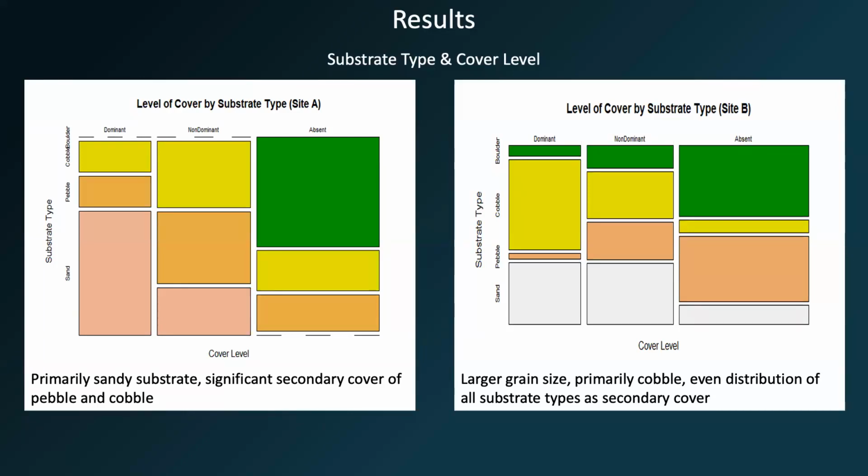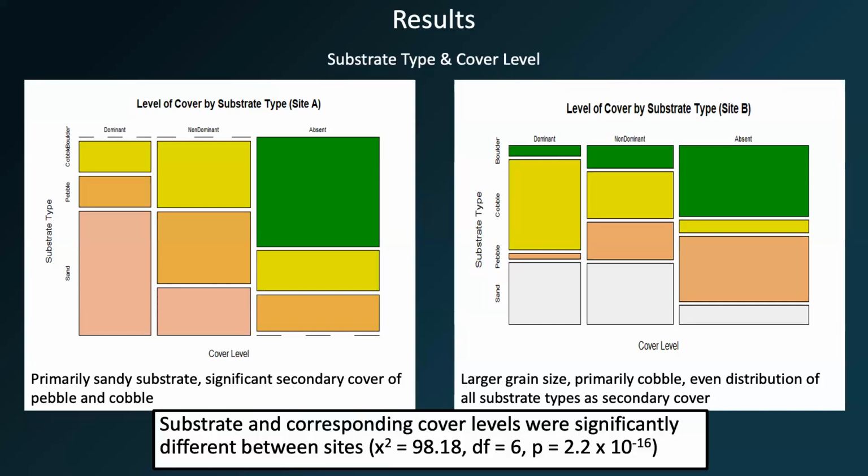For site B at Sunrock Marine Preserve, you see a larger grain size such as boulder, which comes in as a dominant substrate type for a little bit of the time, but mostly as a non-dominant substrate type. So less than 50% of each quadrat. And you could see the larger grain size overall with that cobble substrate, but an even distribution of all other substrate types as secondary cover as well. So a little bit less sandy substrate, more larger grain sizes there.